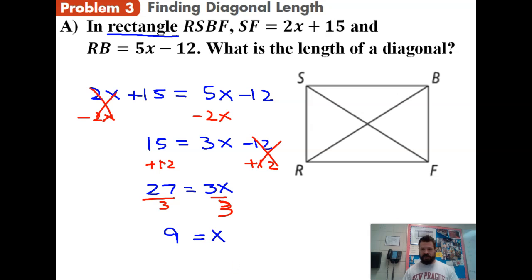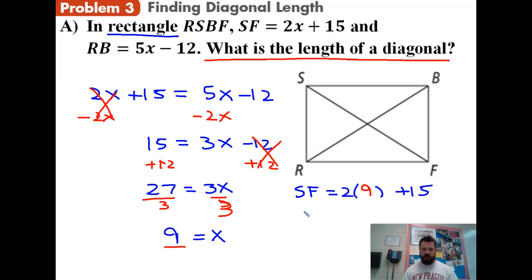All right, now this one, notice it doesn't just say solve for x, it says what is the length of a diagonal. So what I can do then is plug my x value into the expression for the diagonal. Since they're both congruent, it doesn't matter which one I pick. Let's just go with SF. SF is equal to 2 times the quantity x plus 15. Well, in this case, x is the 9 we just solved for. So in other words, SF is equal to 18 plus 15, so 33 units, with whatever units of length we're dealing with.